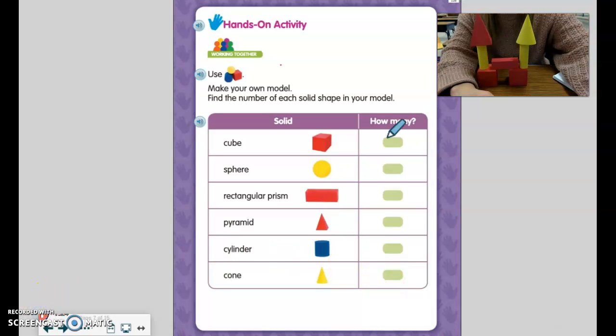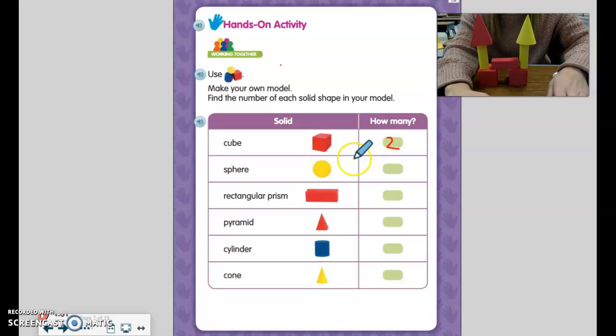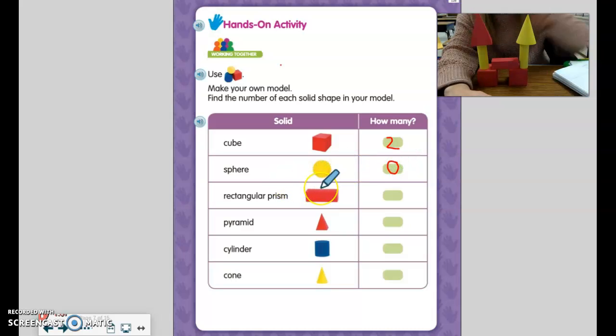So if you said you saw two cubes, you're correct. There's one right here and one right here. If you said you saw 0 spheres, you're correct. Rectangular prisms, there's one right here. Pyramids, there's one right here.